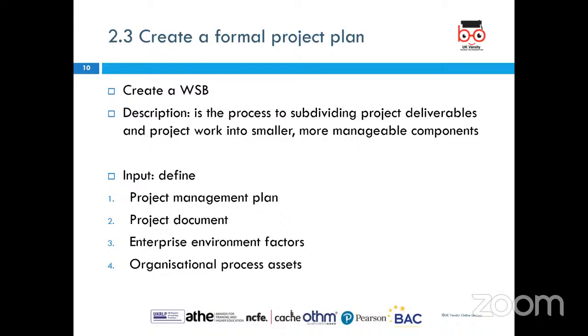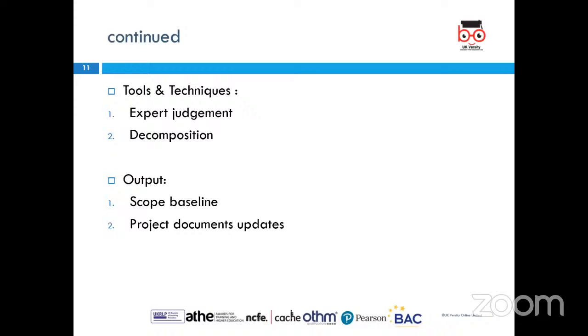By having these smaller tasks and components, some of the inputs that might be required are an effective project management plan and appropriate documentation. Then we have to be in a really good enterprise environment, which will have factors that might be beneficial to us. And then we have organizational process assets, which will allow us to achieve our tasks in the least time possible.